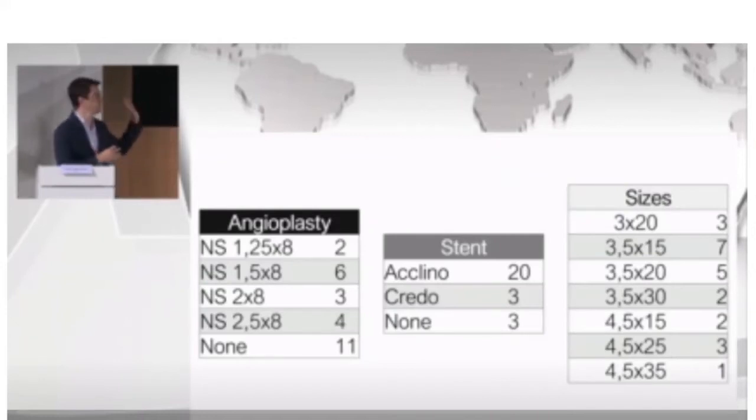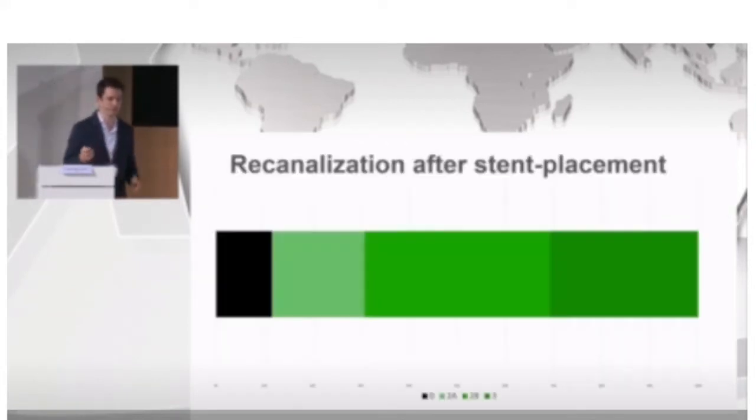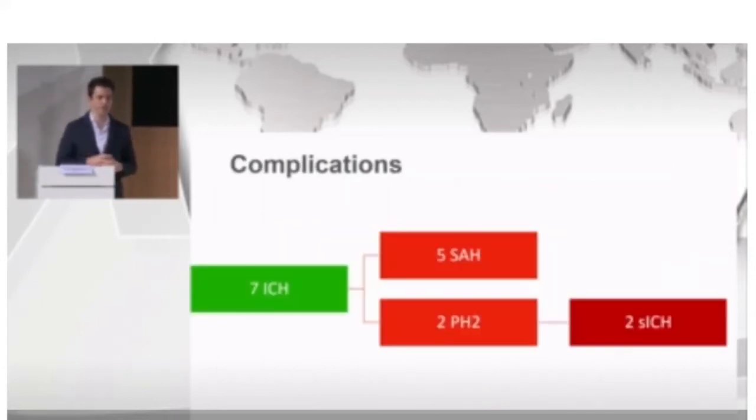Angioplasty, well, these are the things that we have used. Most of the time this Aclino, because it's what we used to have in the first years until we got to Credo. Right now we're using Credo 100% of the times. This recanalization after stent placement gets to 77% of TICI 2b-3, so it's quite nice if you remember that we were treating patients with a successful recanalization of 16%, so this is quite an increase in the numbers.